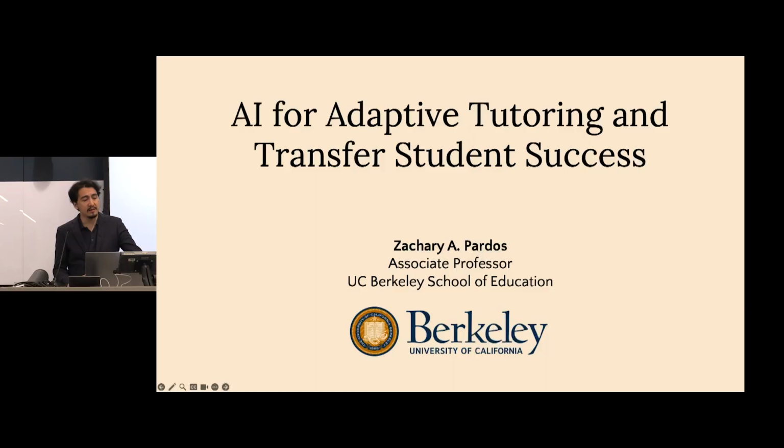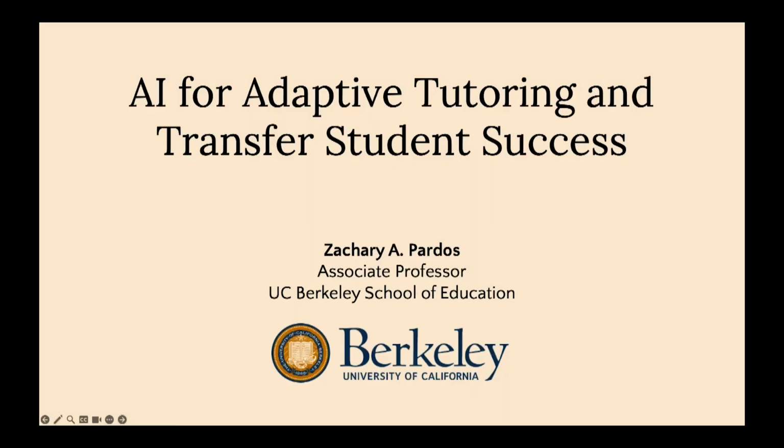So this will be a kind of a 2-for-1 talk where I'll be discussing an adaptive tutoring research project, and then in the second half discussing a transfer student success project, which is really about articulation and course guidance, how to come up with degree plans when multiple institutions are involved. And the two do have something in common, and I'll try to tie them together at the end.